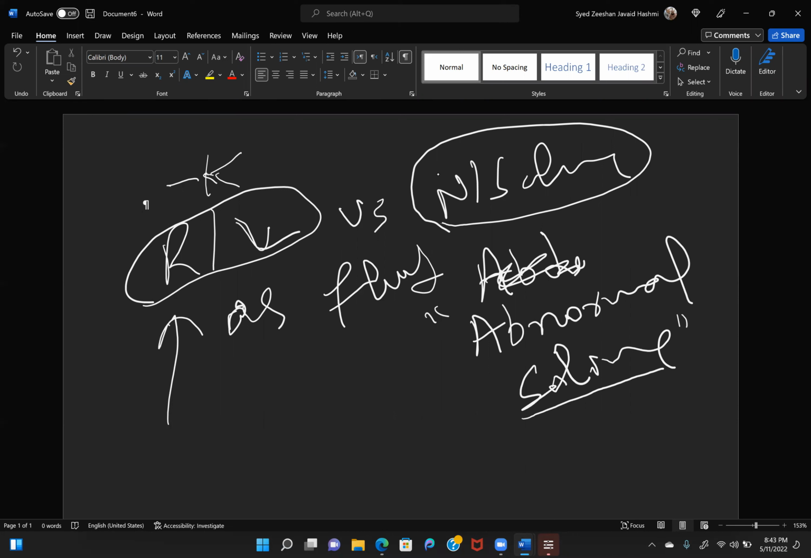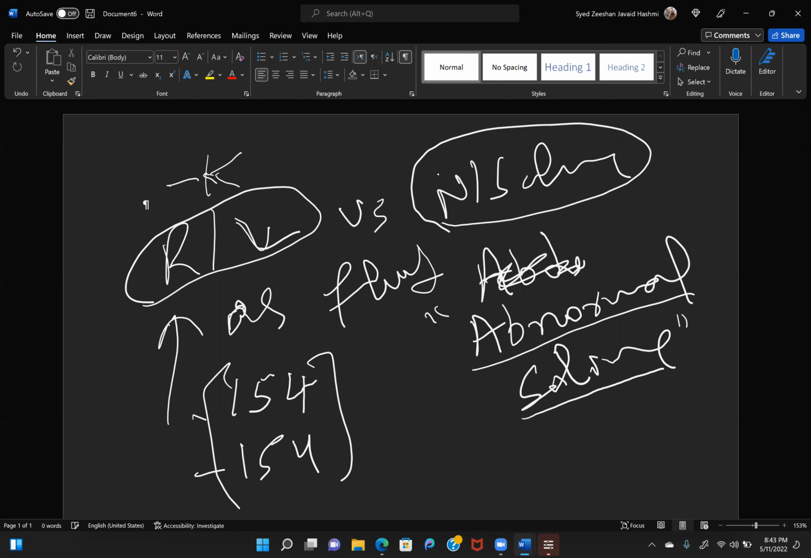Actually, the name normal saline should be changed to abnormal saline. It's not at all normal. The sodium is 154, the chloride is 154. So it's a terrible solution. Unless the patient is in shock, I don't think so.